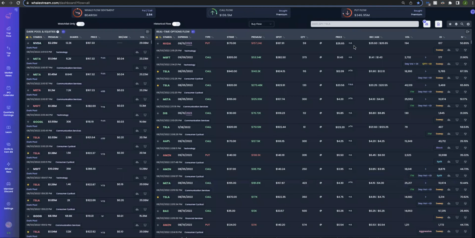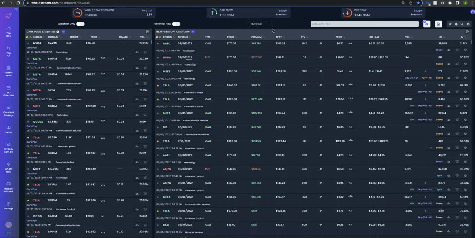And you see here, when you do that, much more money was spent today on bought puts than bought calls. So we have basically a 3-to-1. And you can see the sentiment is bearish.